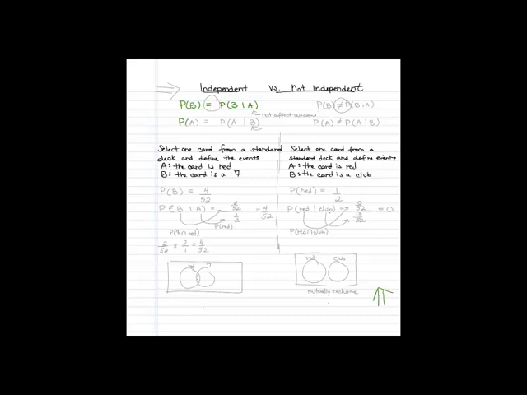You could write this either way. The probability of an event occurring is equal to the probability of that same event occurring given something else occurred. So basically it ends up being independent because that given event does not affect the outcome.